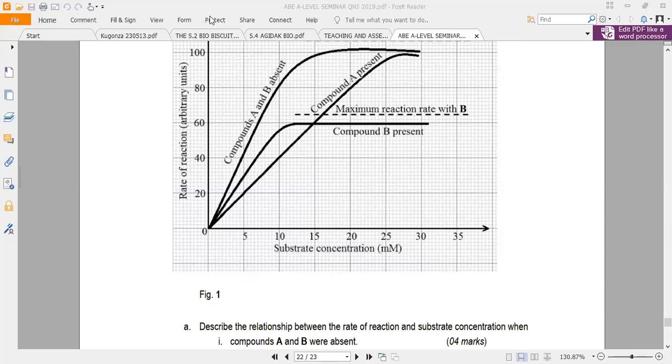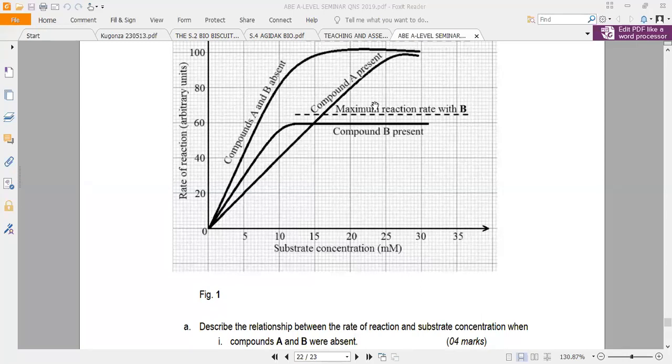Sharon? Okay, as the substrate concentration increases from 0 to 10 mm, the rate of reaction also increases rapidly. As substrate concentration increases from 10 to 15 mm, the rate of reaction also increases gradually. As substrate concentration increases from 15 to 30 mm, the rate of reaction remains constant. Okay, thank you so much. I think now those ones are enough.